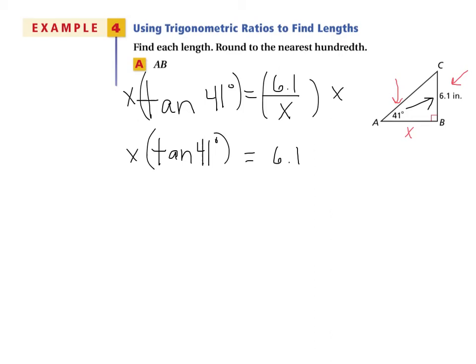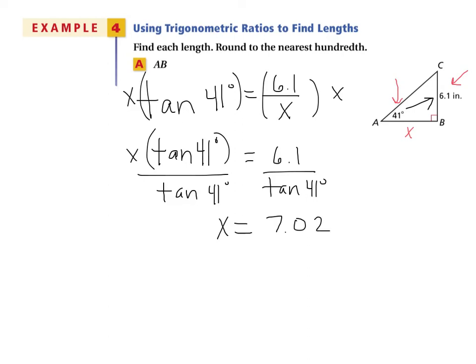So how do I get rid of a times tangent of 41? I divide both sides by tangent of 41 degrees. So x would equal 6.1 divided by tangent of 41 degrees. It is important that you do not take the tangent of 41 degrees, get an approximate value, and then divide. It will not be accurate. So x is, if you round it to the nearest hundredth, which is what it says, 7.02. So AB, the length of AB, would approximately be 7.02 inches.